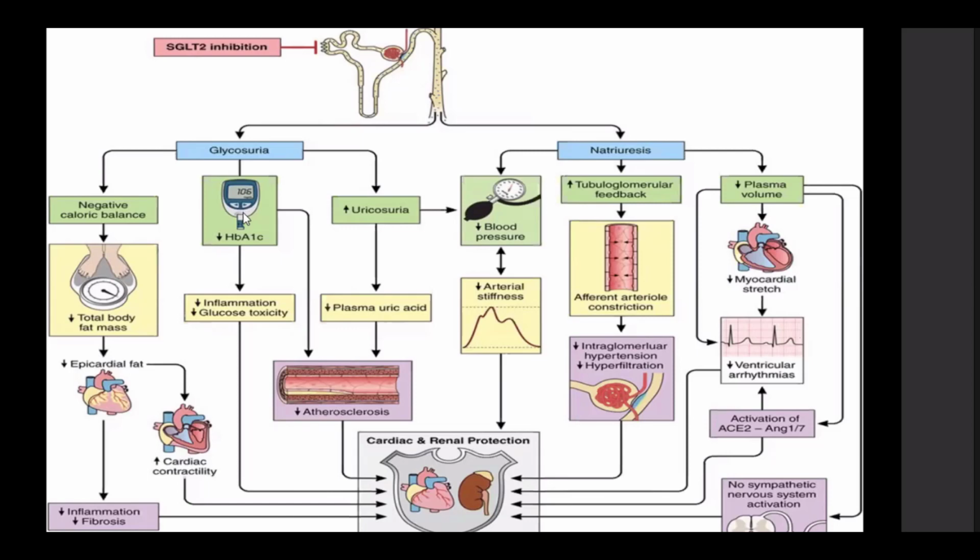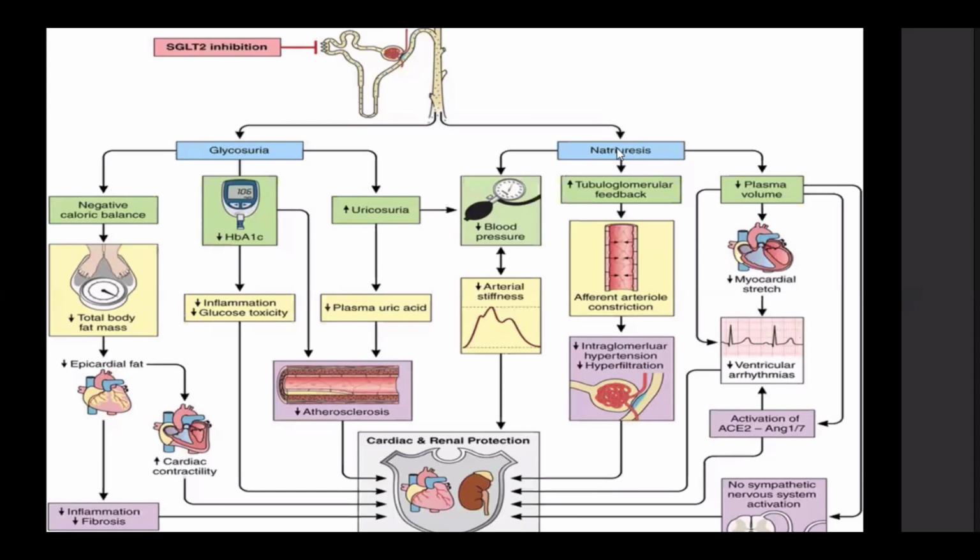Secondly, you have more glucose in the urine and less glucose in the blood, so your HbA1c level will go down with the passage of time. Less glucose in the blood means less inflammation, less glucose toxicity, and again you have protection. Increased uricosuria, decreased plasma uric acid, less incidence of atherosclerosis, again you have cardiac protection. So these are only the three mechanisms shown in this diagram, just to make you remember how glycosuria is beneficial for the heart, not only for diabetes control.